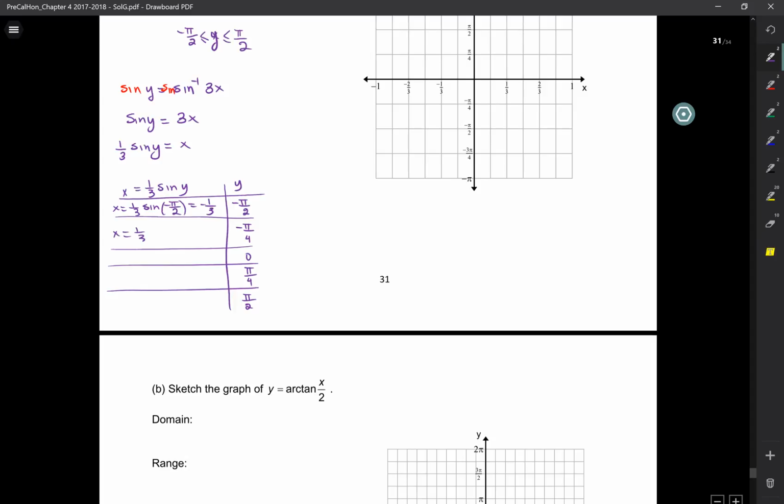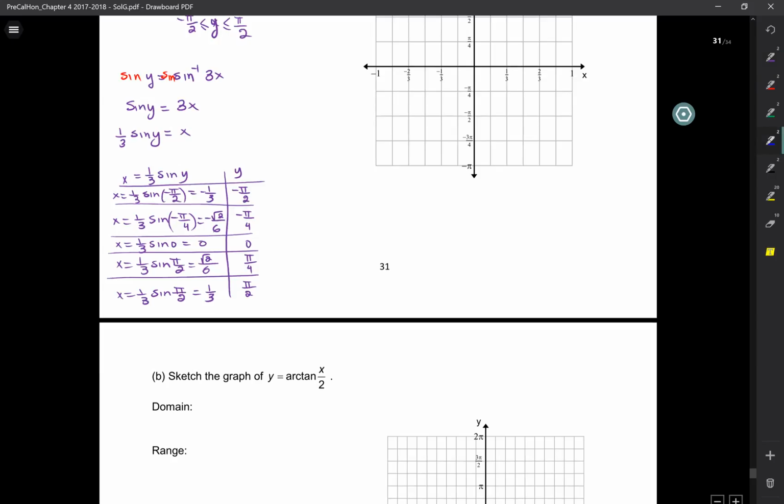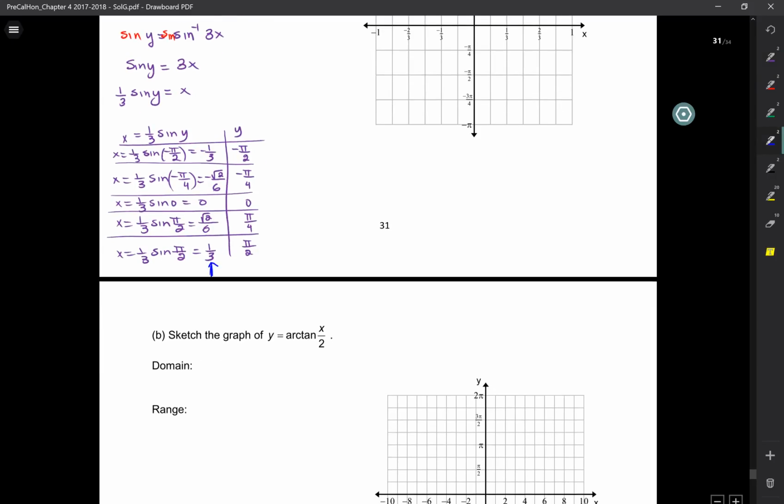Now, x is 1/3 sine of -pi/4. At -pi/4, it's -√2/2. So this is -√2/6. X is 1/3 sine of 0. How much? 0. X is 1/3 sine of pi/4. Right. 1/3 sine of pi/2. 1/3.